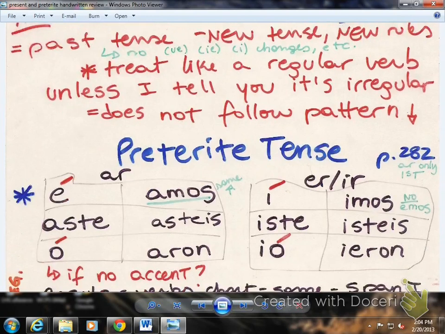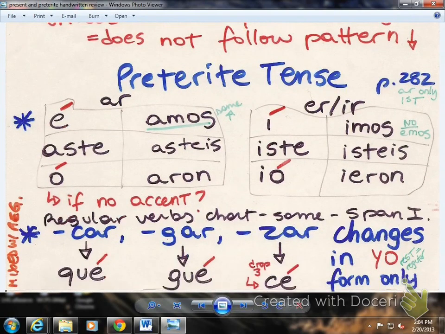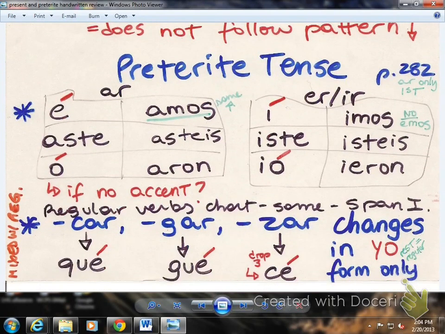These are your new boxes for preterite tense. For AR verbs, you conjugate it the same way. You're going to drop your AR, and for the yo form, replace it with é with an accent. Then for the tu form, drop the AR, add aste. And so on. Ó with a very clear accent.